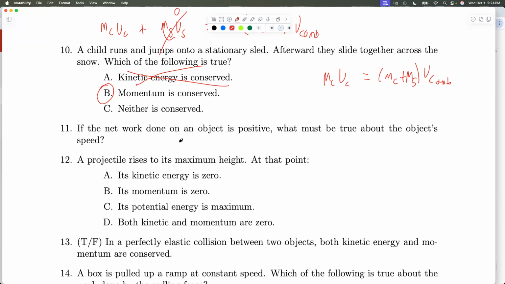If the total work is positive, v must be increasing. Why? Because you're adding energy into the system. And we're talking about the total work here. Remember, the net work, work total, is the change in the kinetic energy. So this means if this is positive, kinetic energy final must be bigger than kinetic energy initial.